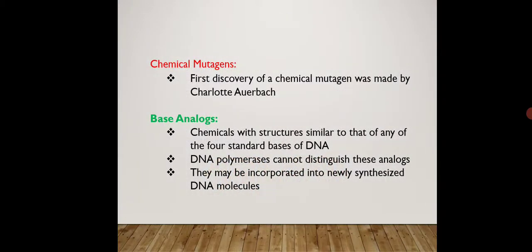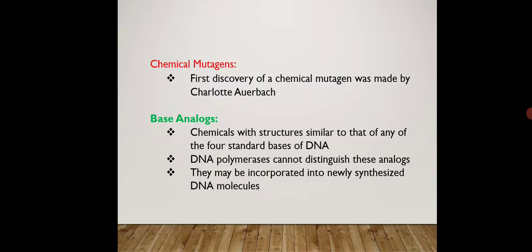So that was about the physical agents. In radiation, we have discussed specifically UV, which causes formation of thymine dimer, and X-rays, which lead to disturbance in bases and also damage the sugar phosphate backbone. So that was about the physical mutagens.